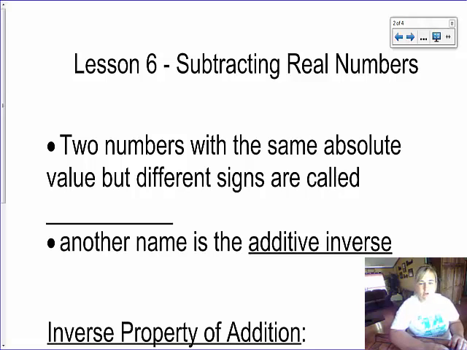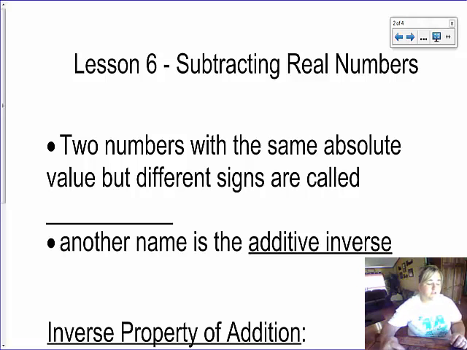Lesson 6, subtracting real numbers. It's my preference to go ahead and do Lesson 6 with Lesson 5 because they have so many similarities. And instead of talking about adding real numbers like we did in Lesson 5, we're going to talk about subtracting real numbers. So this is going to be pretty short, sweet, and to the point.